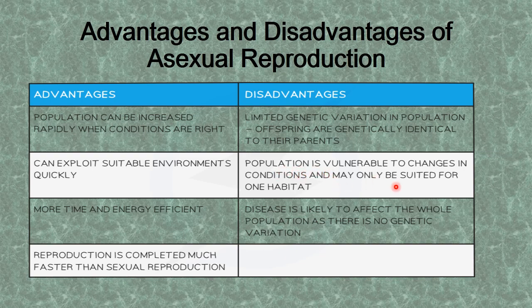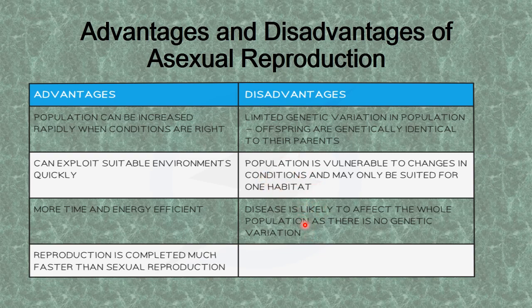The population is vulnerable to changes in conditions and may only be suited for one habitat. In other words, they can't survive. The offspring that are produced through asexual reproduction cannot survive harsh conditions. They are only suited for one habitat. So once the condition in that habitat changes, there's a possibility that they will not survive, and that is not too good.